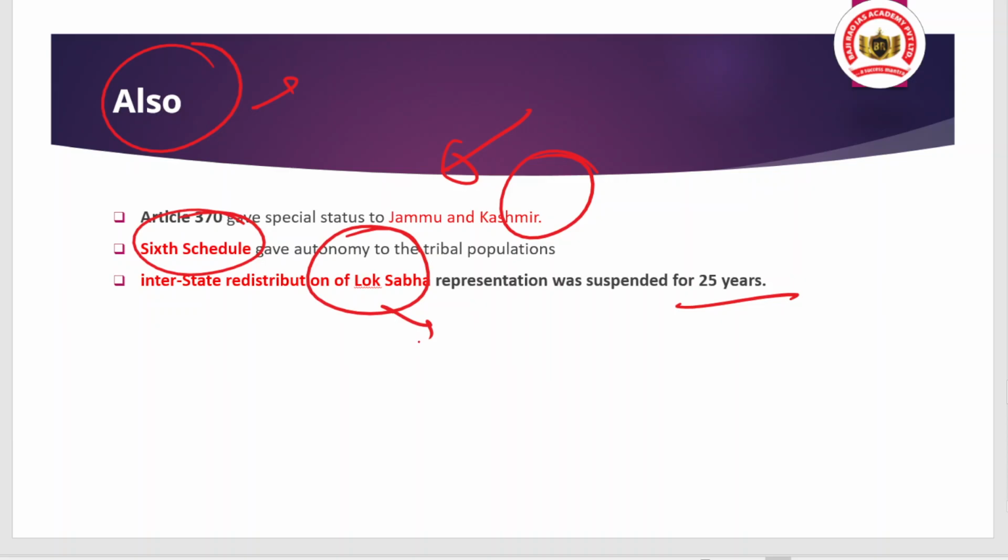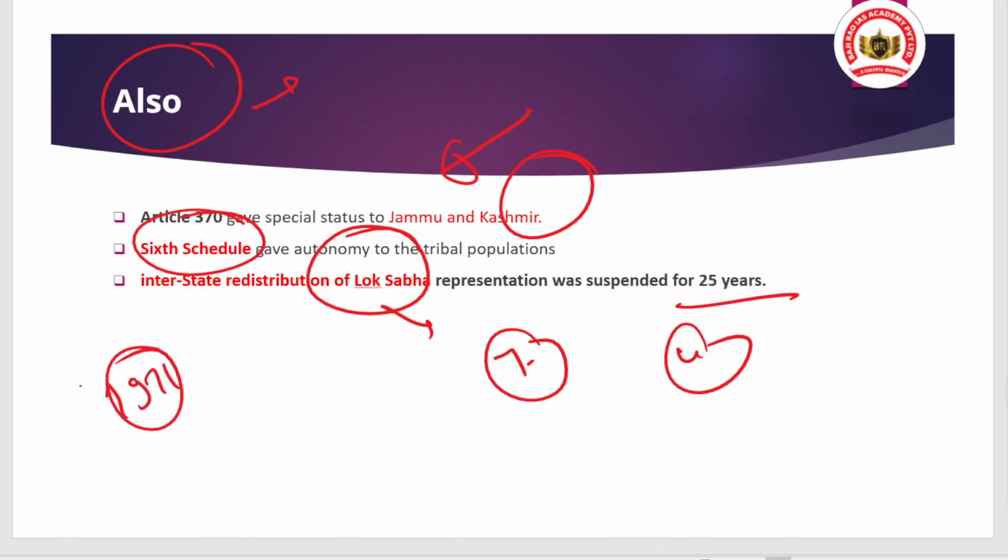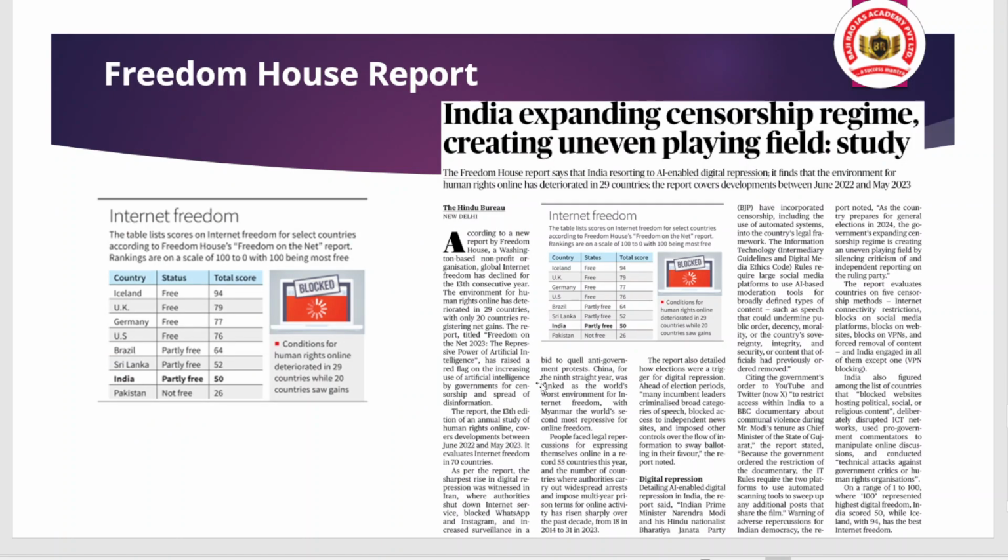But we have discussed this article in yesterday's lecture. You can also understand why this redistribution of Lok Sabha seats was suspended for 25 years. Even in 1971, the redistribution of Lok Sabha seats occurred, and after that it was suspended for 25 years. Again it was suspended for 25 years so that the concerns of the southern states could be addressed. So that is the point. We have discussed all these articles in detail. Hope you understood. Now we are shifting our focus to the prelims current affairs.